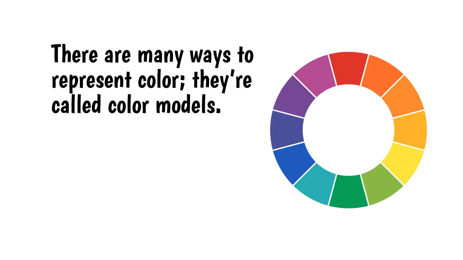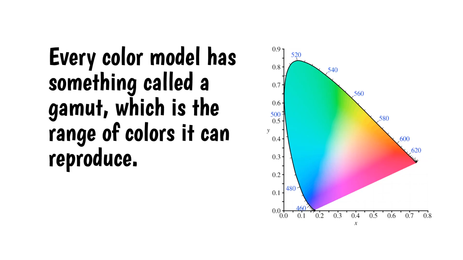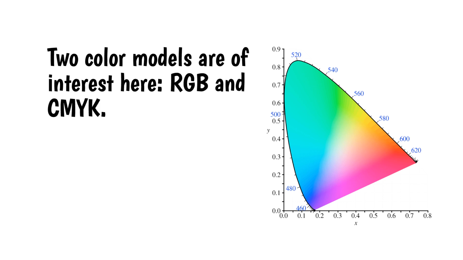There are many ways to represent color. They're called color models. Every color model has something called a gamut, which is the range of colors it can reproduce. Two color models are of interest here, RGB and CMYK.